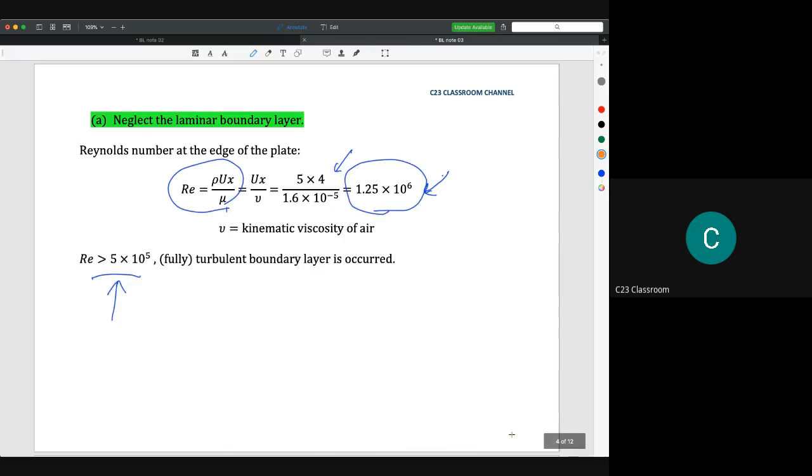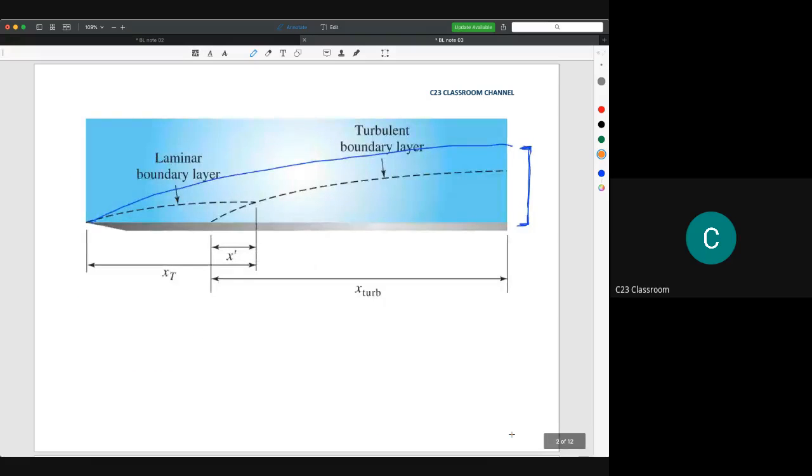And then, what actually is our purpose of this calculation? We refer to this figure first. Now we could calculate the thickness of this one, and the purpose of this calculation is that we need to calculate the value of x prime. So x prime is the point after which the boundary layer will change into the turbulent boundary layer.